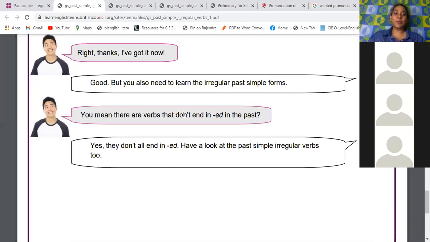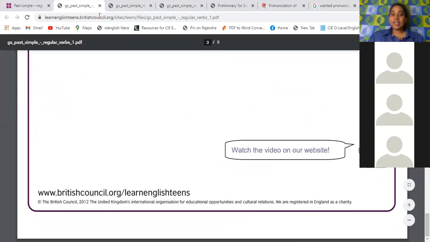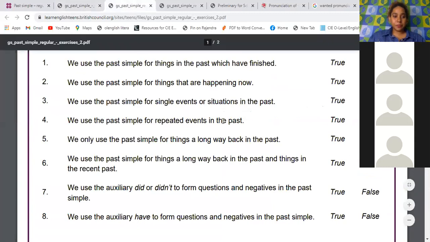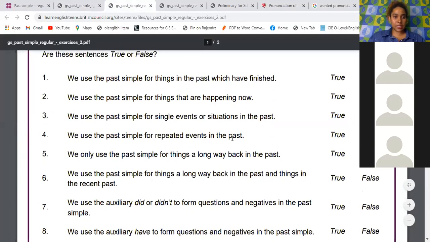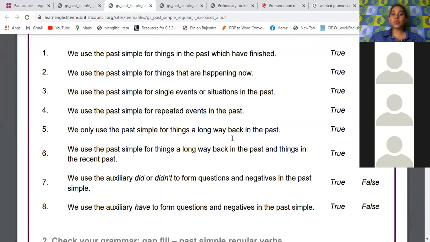You mean there are verbs that don't end in ed in the past? Yes, they don't all end in ed. Have a look at the past irregular verbs too. We can check that later. Let's do the activities quickly. These 8 sentences you have to read and select whether it's true or false. Let's do it quickly and then I will discuss with you.